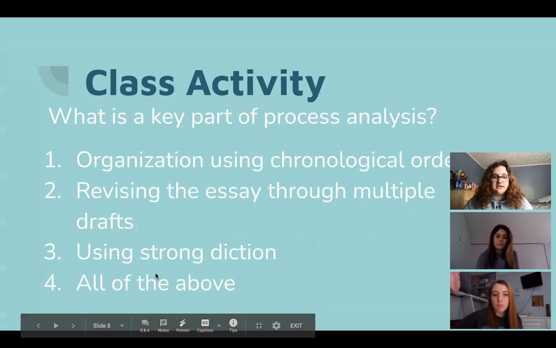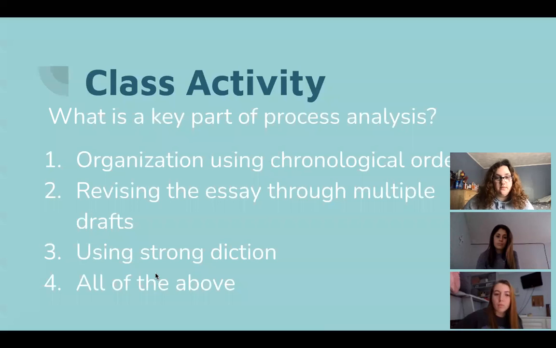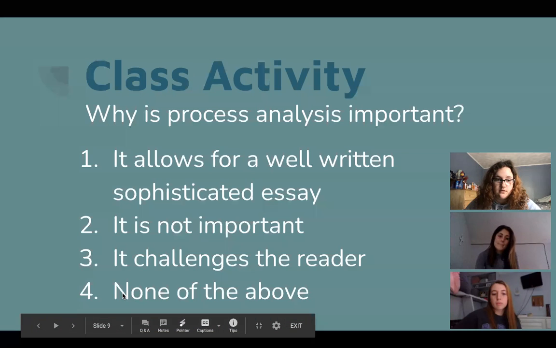Now for our class activity. What is a key part of process analysis? Number 1, organization using chronological order. Number 2, revising the essay through multiple drafts. Number 3, using strong diction. Or number 4, all of the above. The answer is number 4, all of the above.